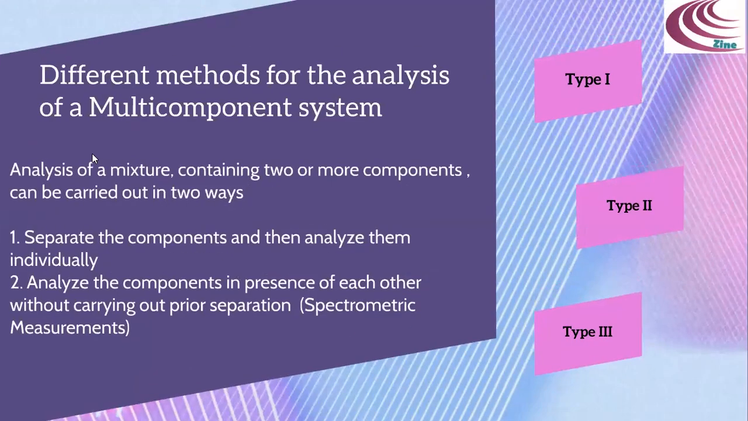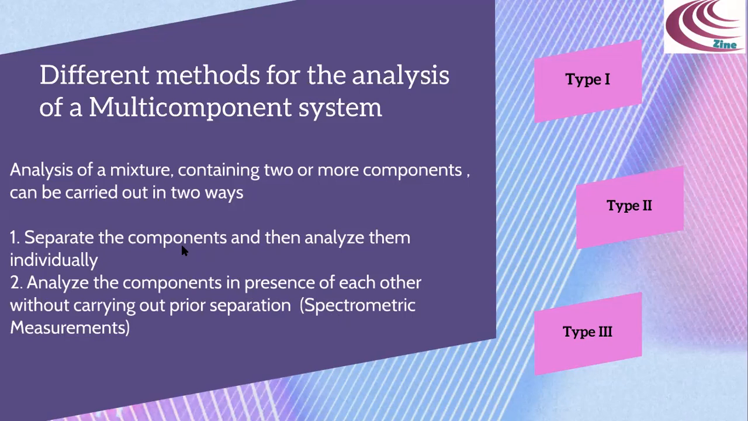Now, moving forward, we will talk about different methods for the analysis of a multi-component system. A number of drug formulations contain more than one active principle to be determined. Analysis of a mixture containing two or more components can be carried out in two ways. Either we can separate the components and then analyze them individually, or analyze the components in the presence of each other without carrying out prior separation. That is called spectrometric measurement.